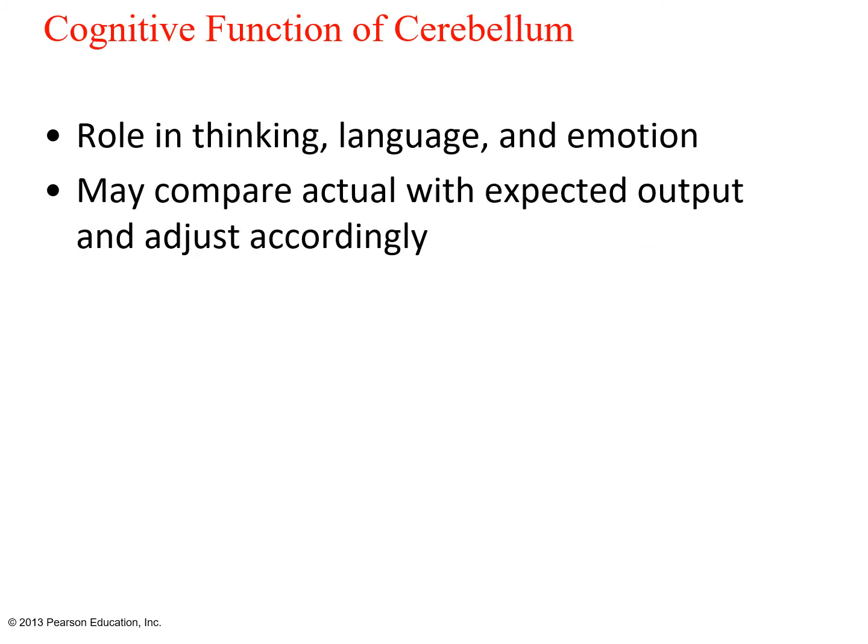The cerebellum also has a role in thinking, language, and emotion. And what it may do is compare actual output with expected output in terms of language and emotion and adjust things accordingly. So there's some coordination of expression of thinking, language, and emotion.